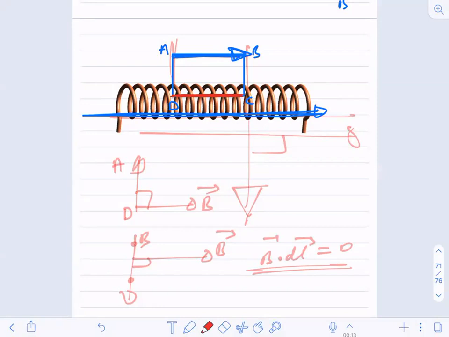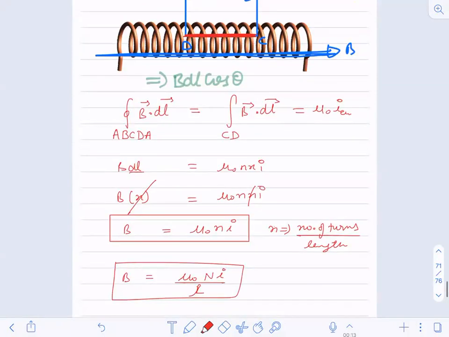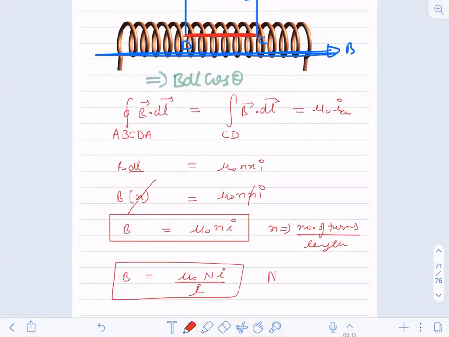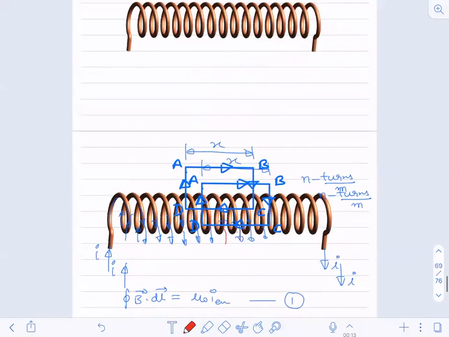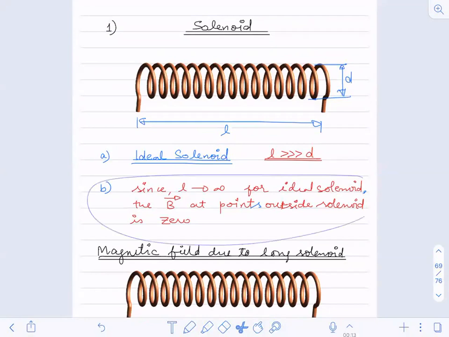Sir, N is total number of turns. Capital N is total number of turns, correct. Capital N by L is only small n. Capital N by small l is equal to number of turns per unit length. The magnetic field outside the solenoid is 0. Yes, the magnetic field outside the solenoid is 0. This is the only point I had written now. Since L is infinite for an ideal solenoid, the magnetic field at points outside the solenoid is 0.